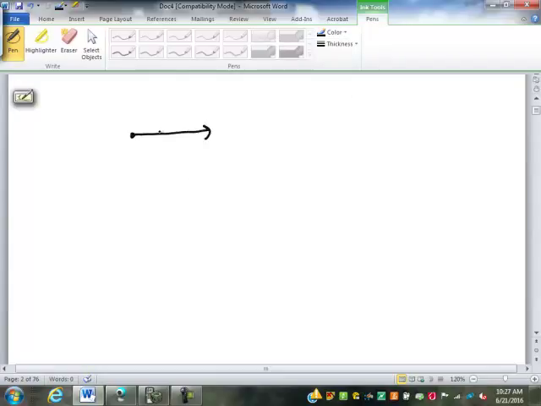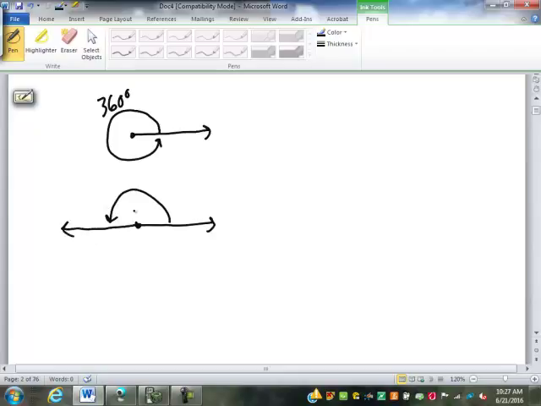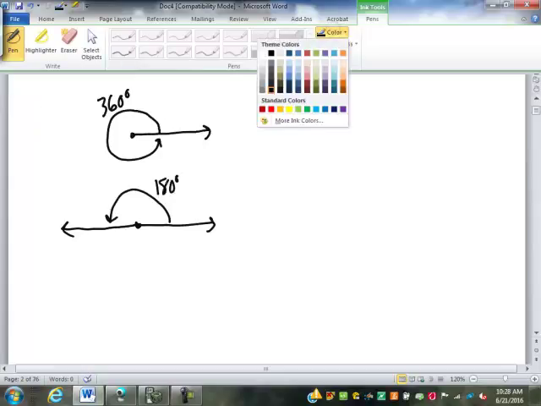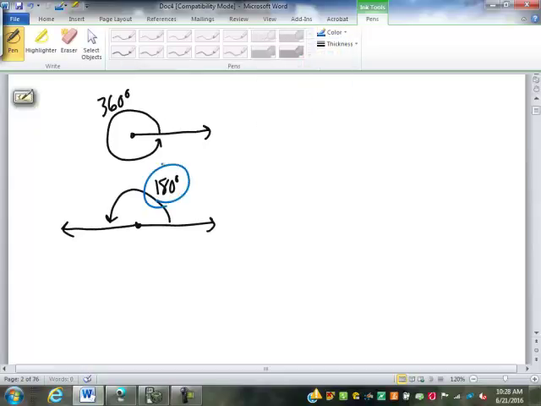Let's say I start here and I rotate in a complete circle. How far have I rotated? 360 degrees. Very good. Let's say I start here and I rotate so that I am moving in exactly the opposite direction. How far have I rotated? 180. That is defined to be 180 because it is half of the 360 degree turn.